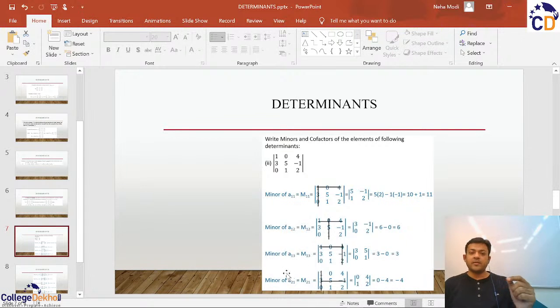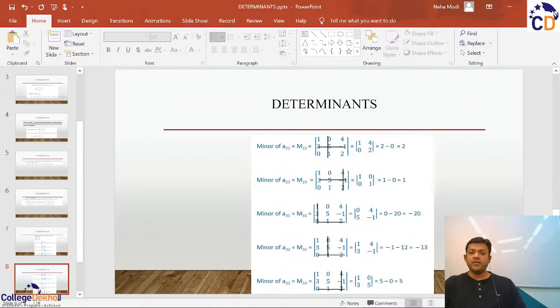When we want to calculate the minor of A21, meaning the second row, first column, on hiding the second row and the first column, we get 0, 4, 1, 2. So the value will be 0 minus 4, that is -4. In a similar way, we need to calculate each and every one of the minors. Let's have a look at the other minors.